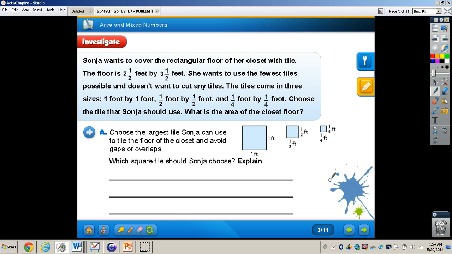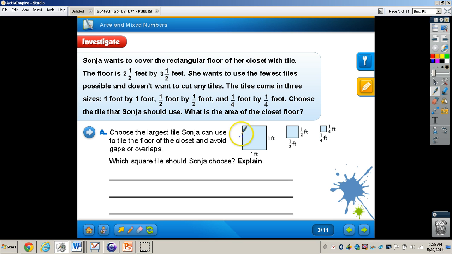So the tiles come in three sizes: 1 foot by 1 foot, 1.5 foot by 1.5 foot, 1/4 foot by 1/4 foot. Choose the tile that Sonia should use. What is the area of the closet floor? Okay, so what we will need to do is think through which square tile Sonia should choose. Now, if we're taking a look at some things that we know, the floor is 2.5 feet by 3.5 feet, so she wants to use the fewest tiles possible and does not want to cut any tiles.